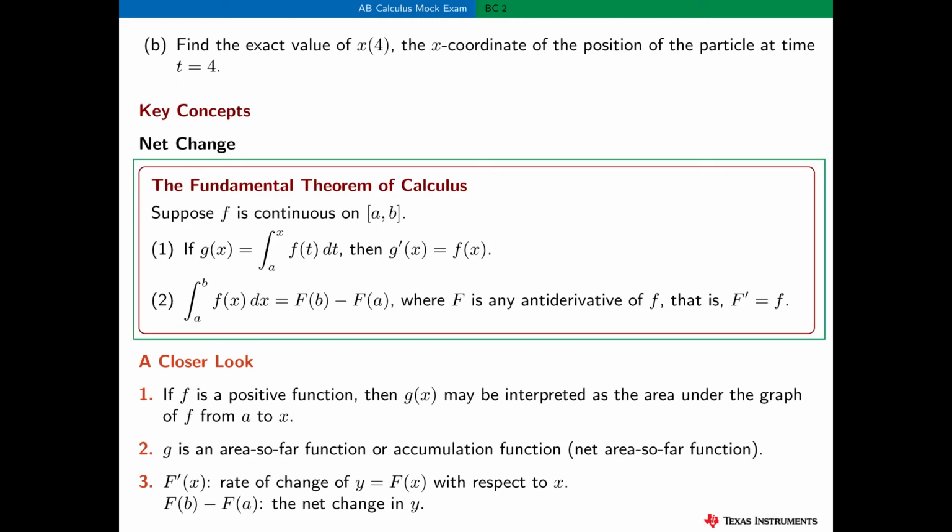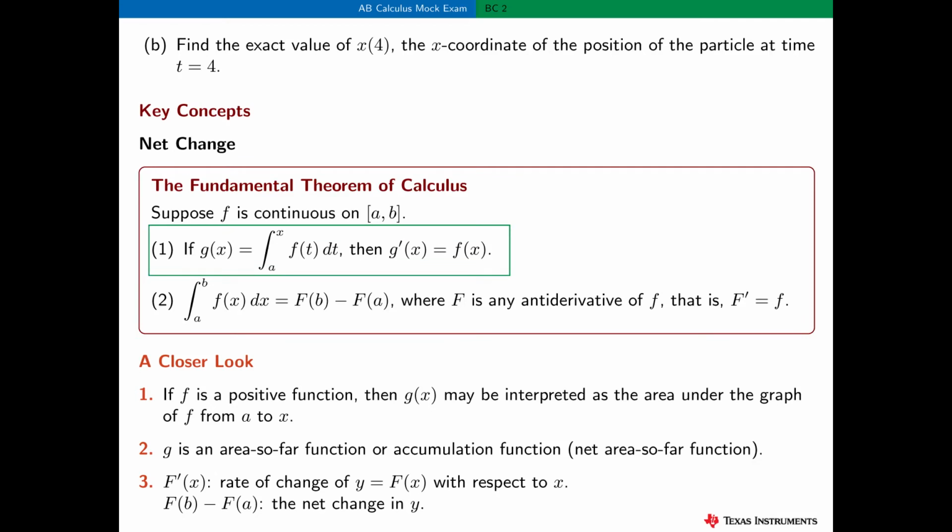Let's start by recalling the fundamental theorem of calculus, parts 1 and 2. If f is continuous on the closed interval a to b, then if g is defined in this manner, then g prime of x is equal to f of x. And the definite integral of little f of x dx is capital F of b minus capital F of a, where capital F is any antiderivative of little f.